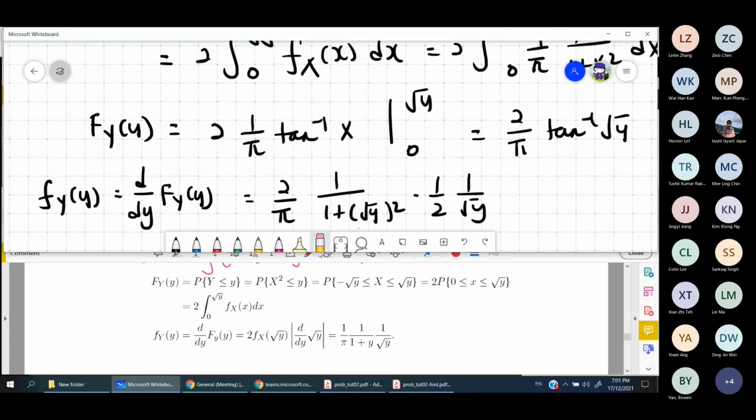Actually, you don't have to do the integrations. You can use the fundamental theorem of calculus to get it. So this is how to get the answer: it will be 1 over pi, and 1 over 1 plus y, and 1 over square root of y.